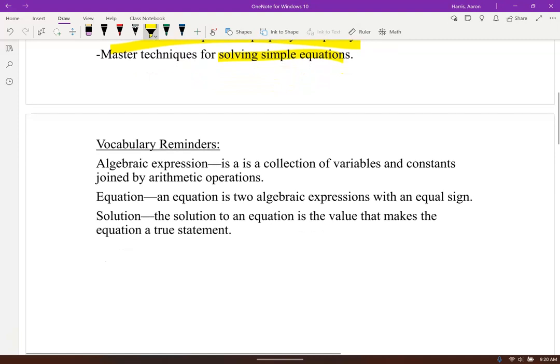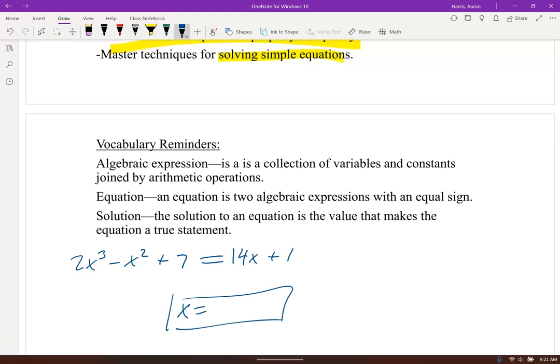Okay, so first of all, an algebraic expression is a collection of variables and constants joined by arithmetic operations. So, for example, 2x to the third minus x squared plus 7. That's an expression. An equation is when you have an equal sign involved. So it's equal to something. So let's say it's equal to 14x plus 1. That's an equation. And then the solution to an equation is whatever the x value is that makes that statement true.